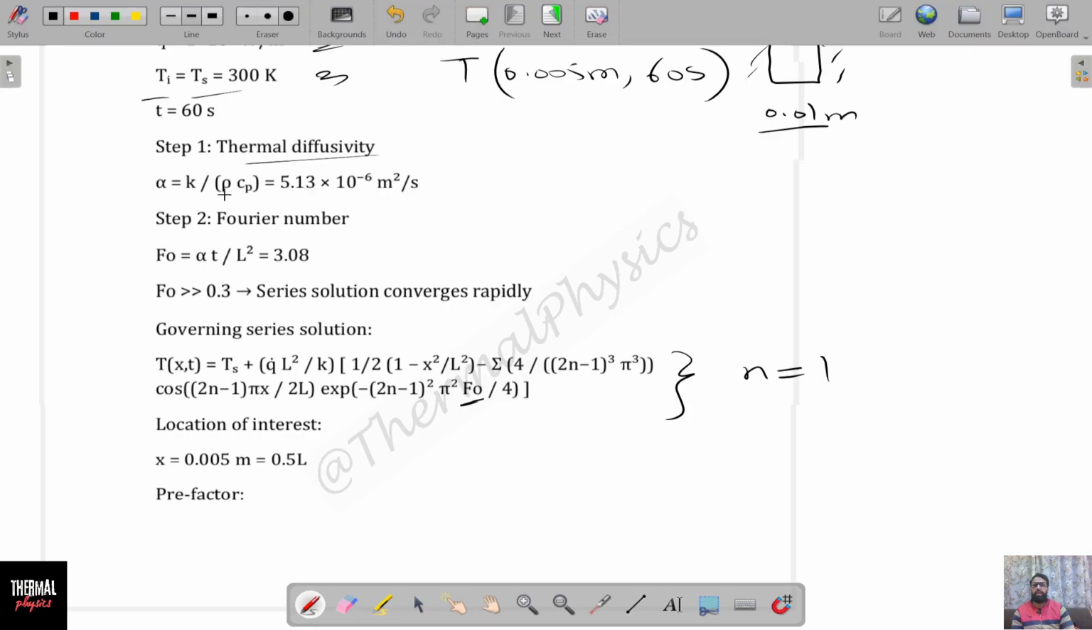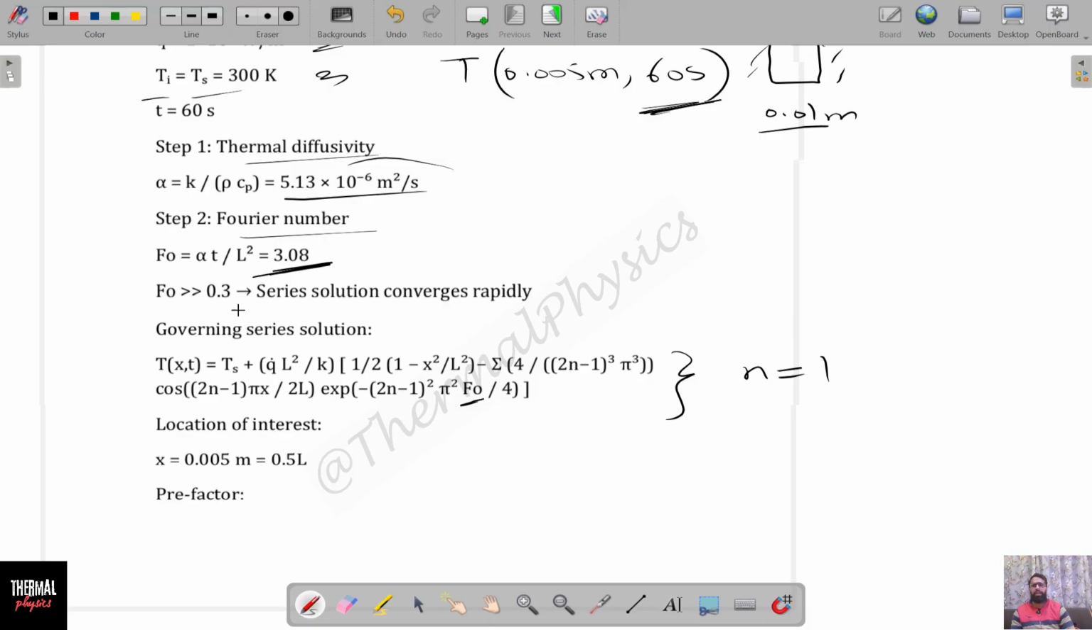Thermal diffusivity is K by rho Cp. All these K, rho, Cp values are given, and we will calculate the alpha value first. Since it's a COMSOL tutorial, I am moving fast here on these things. So the next point is the Fourier number. Fourier number is alpha t divided by L square. L is the thickness, t is the time after which we want to calculate this Fourier number, and alpha we found above, so we will find the Fourier number.